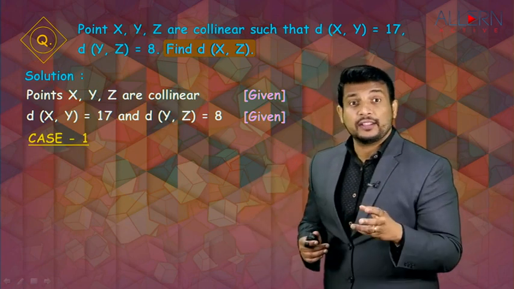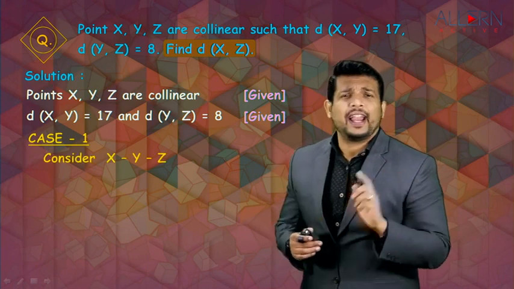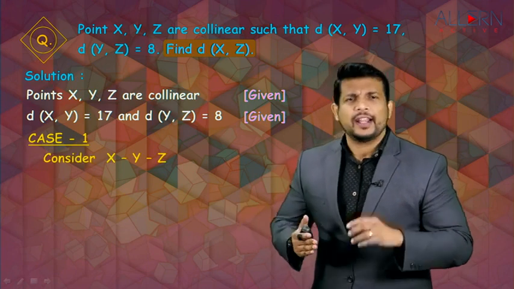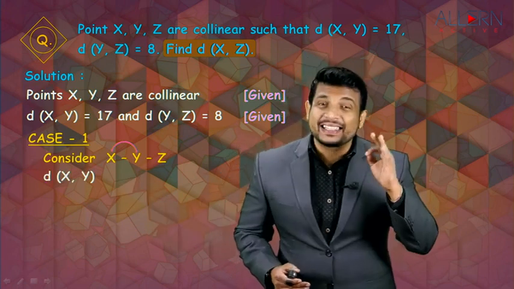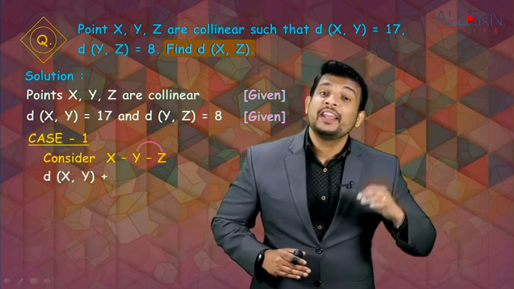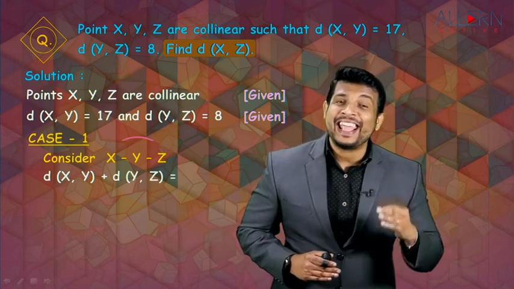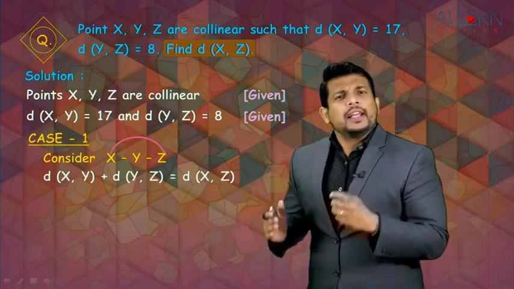In this, what are we considering? We'll consider Y between X and Z. That means X, Y, Z. So based on this, what can we write? Distance between X and Y plus distance between Y and Z is equal to distance between X and Z. Beautiful, we wrote that. Now just substitute the value.